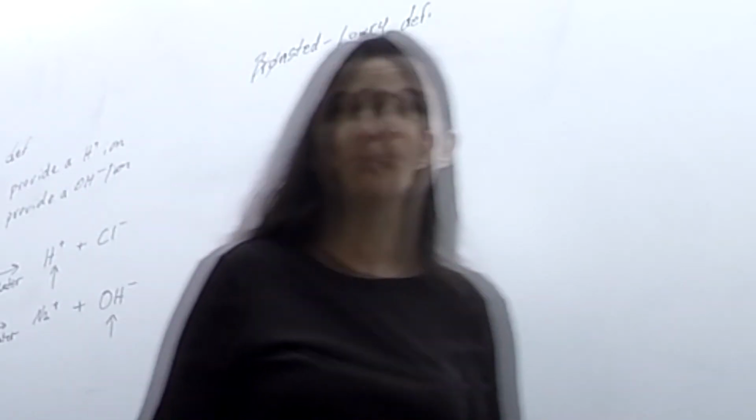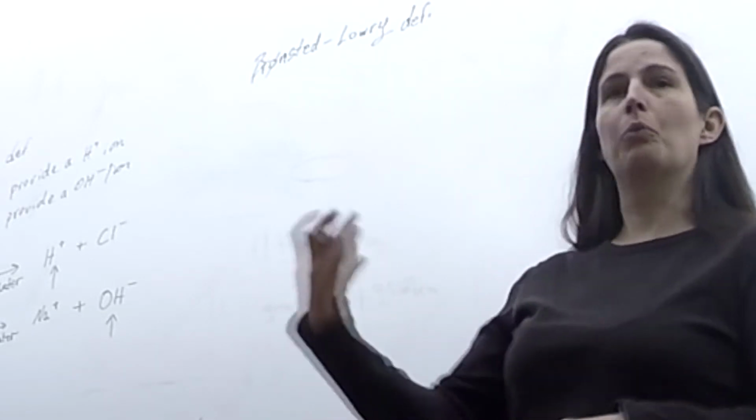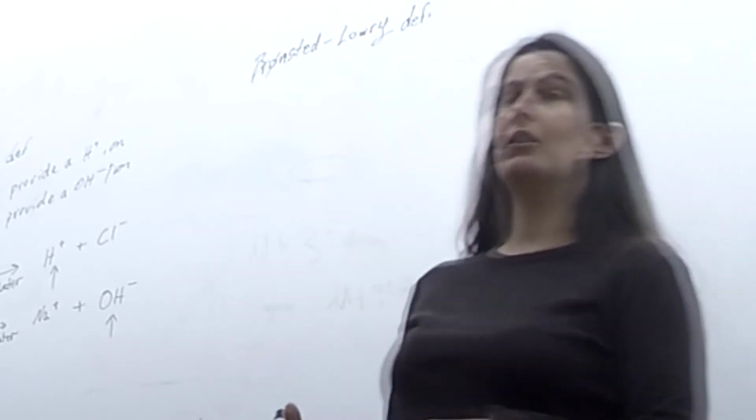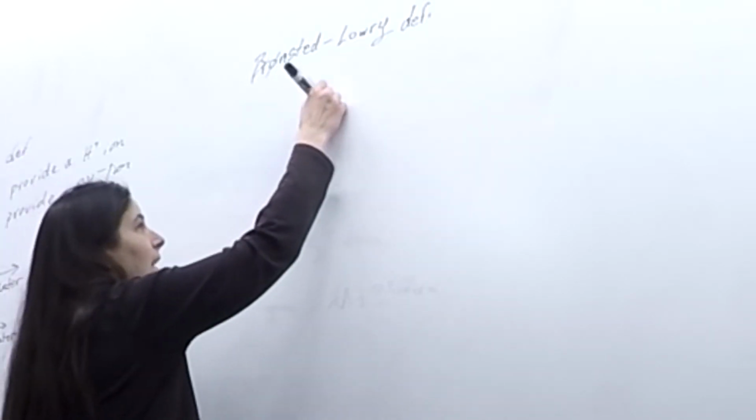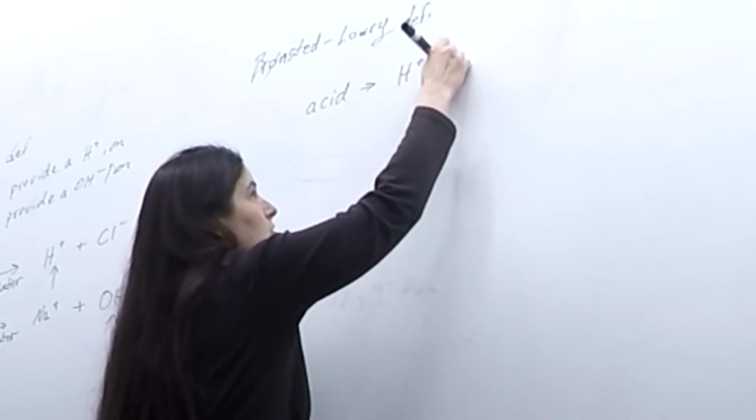Bronsted-Lowry is the next definition for acids and bases, and this is going to be more on a mechanism base. You're going to use this in order to understand what happens when acids and bases react with each other, or with water, or with any other kind of substance. You can use the Bronsted-Lowry definition. And what this is going to define an acid as is a proton or hydrogen donor.